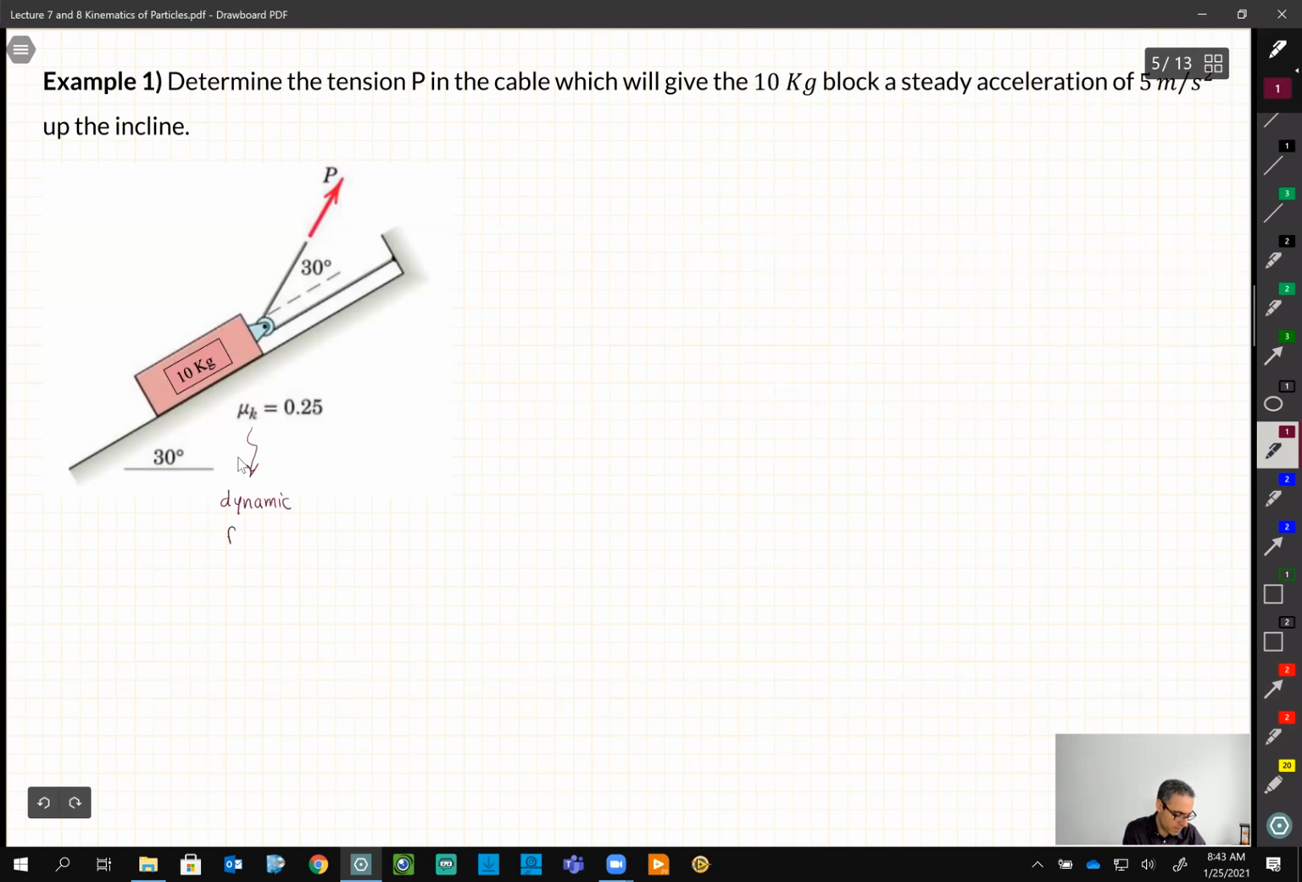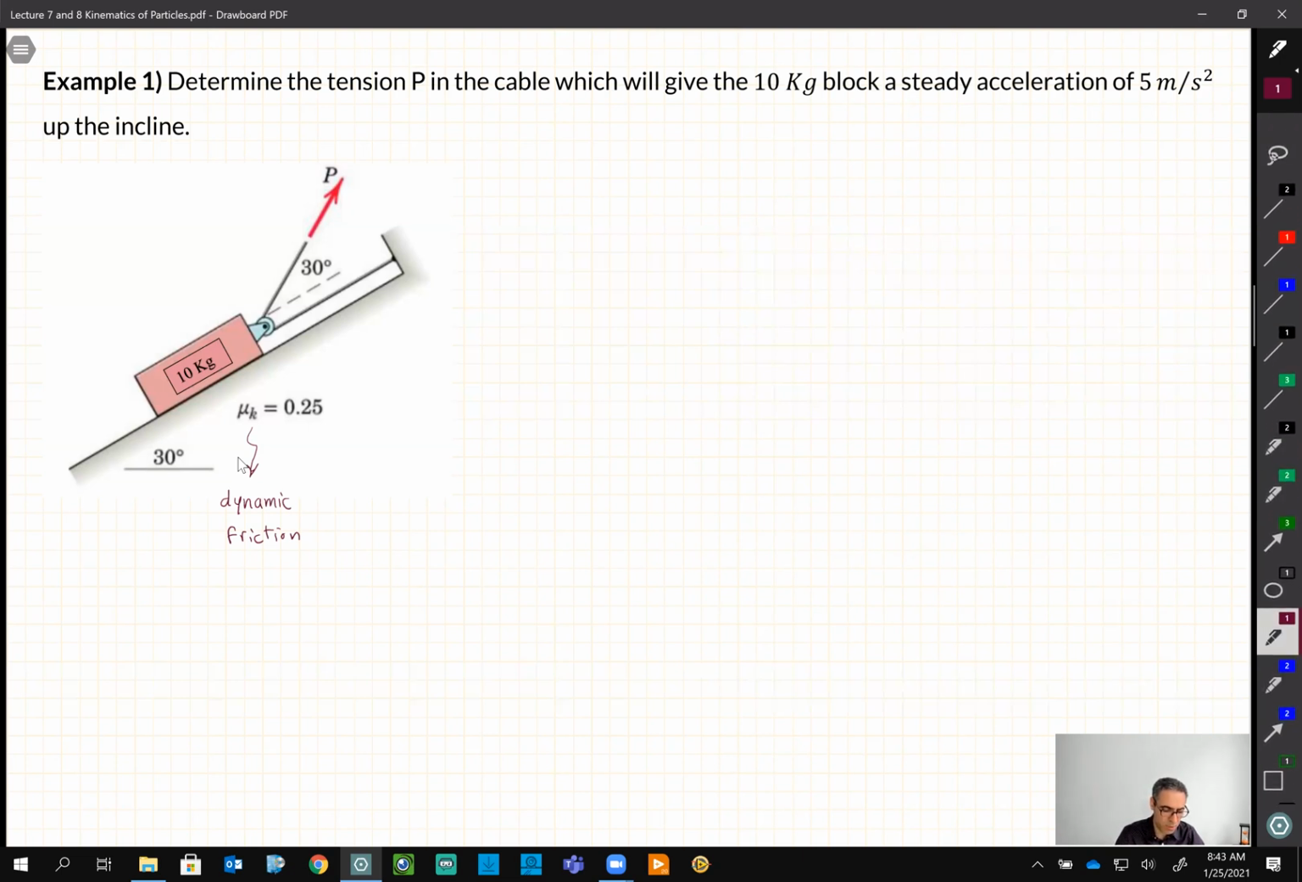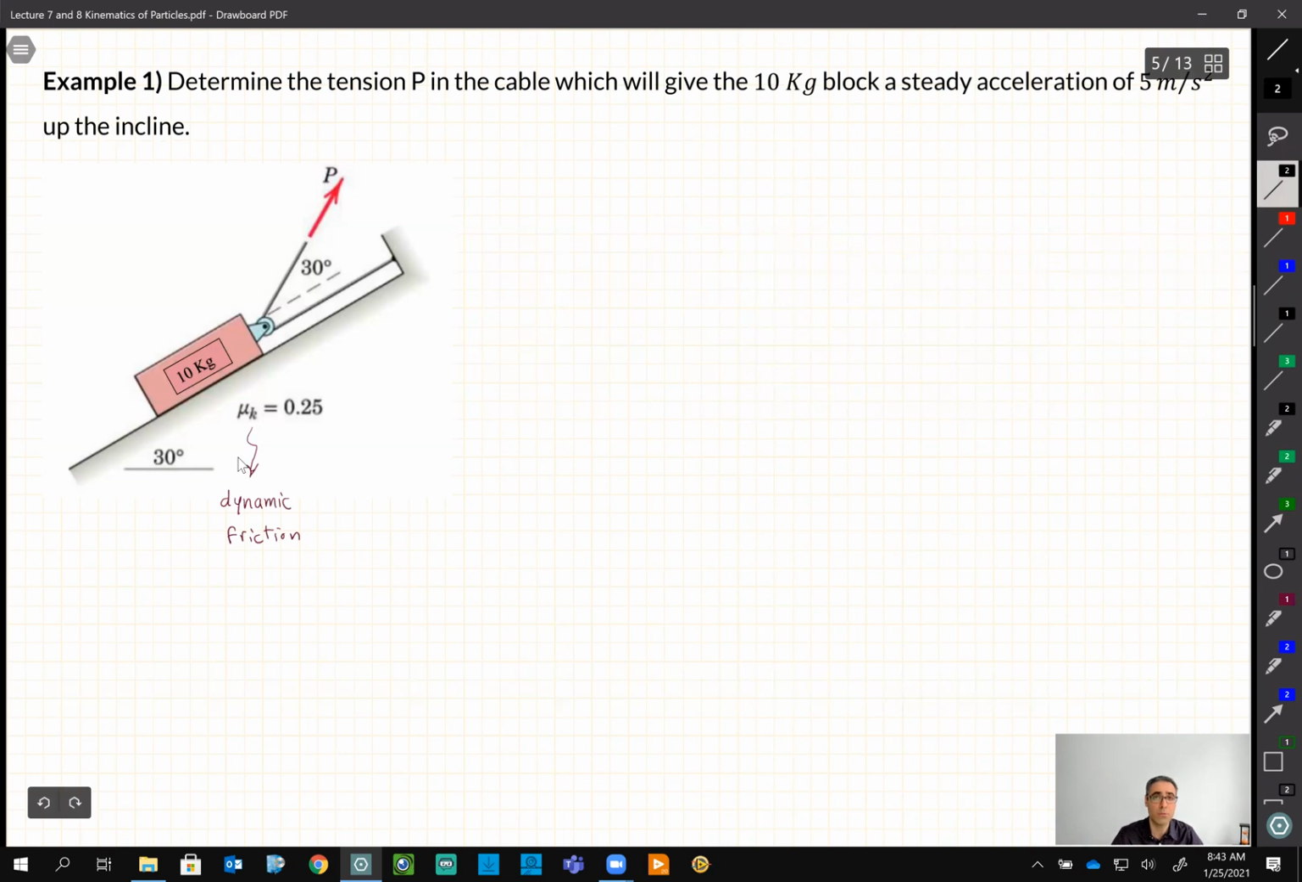Dynamic friction. Like a friction that we counted also the motion of a particle or an object. So first things first, we need to draw a nice, clean free body diagram, okay? And I hope you guys know from your MEC 260 how to draw nice and clean free body diagrams.